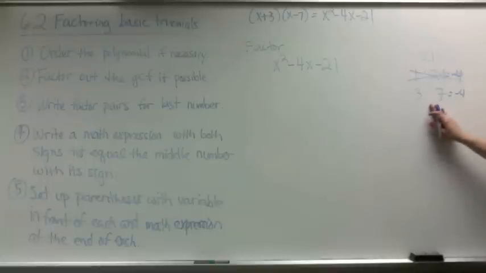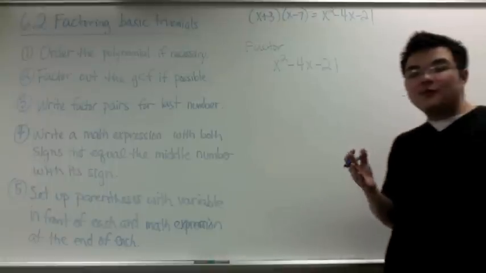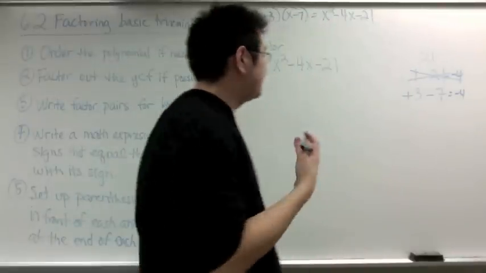So what we're going to do right now is create the math expression that would get us a negative 4, and we're going to put the sign in front of both the 3 and the 7. So we need to have a positive sign here and a negative sign there. So positive 3 minus 7 gets us a negative 4. So we've pretty much done most of the work. We now have to put our final answer the way we know how.